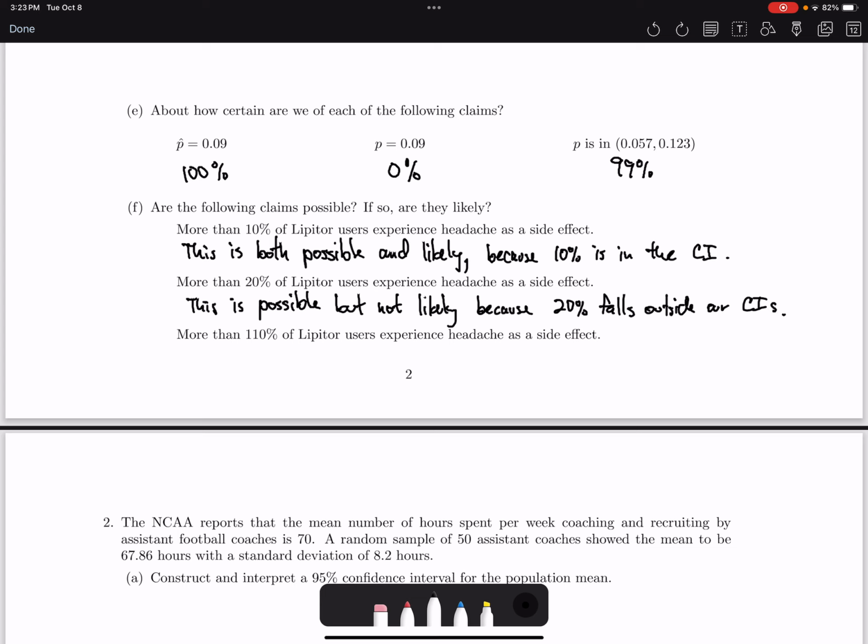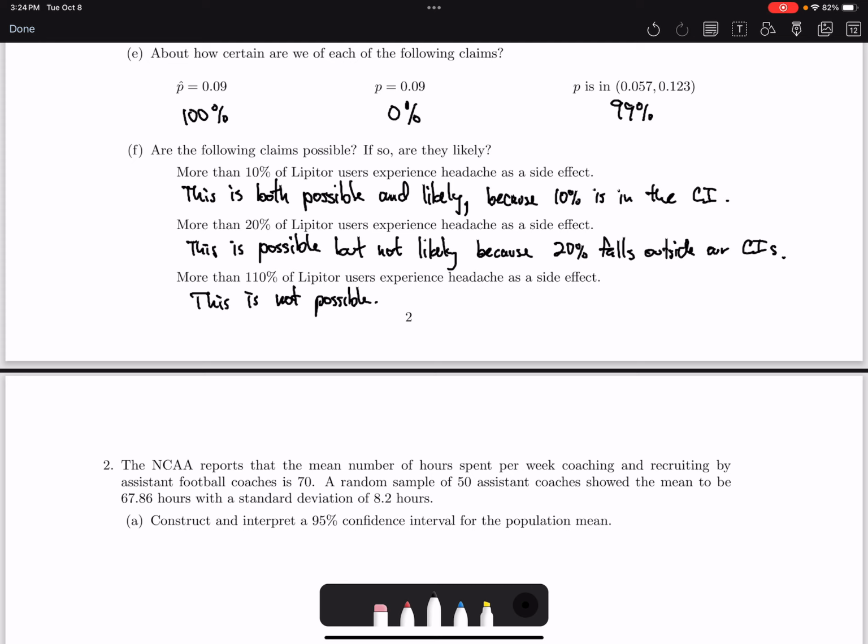Okay, and then finally, the last claim is that more than 110% of Lipitor users experience headache as a side effect. Well, this isn't even possible. Okay, it's not possible. So it's not likely to happen, of course, because it's not even possible in the first place. You can't have more than 100% of anything, right? More than 110% of like, what would that even mean? That's not even possible.